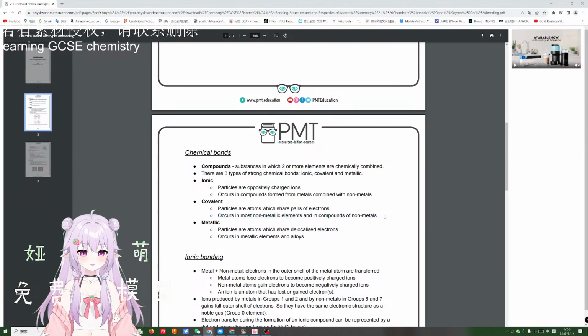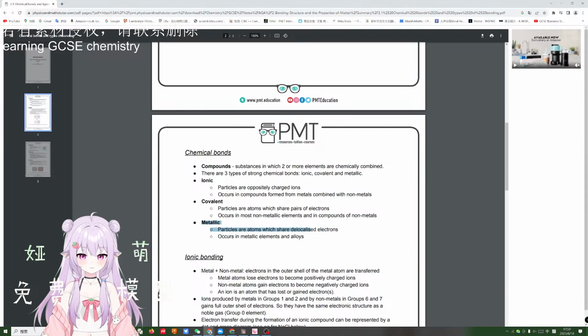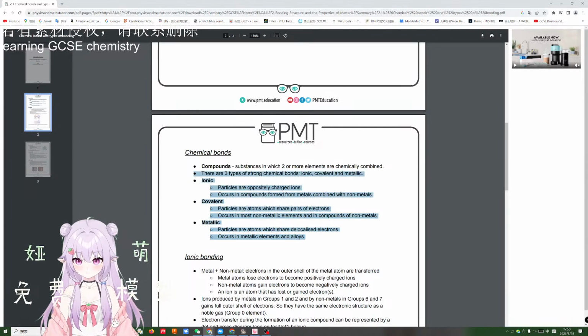Covalent bonds are when the particles are atoms which share pairs of electrons, and they occur in most non-metallic elements and in compounds of non-metals. Metallic is when the particles are atoms which share delocalized electrons. They occur in metallic elements and alloys.